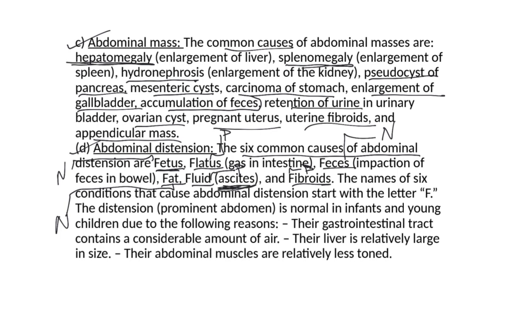The distension is normal in infants and young children due to the following reasons. Their gastrointestinal tract contains a considerable amount of air. That is why in fetus and children there is distension. The next reason is the liver is relatively large in size. Their abdominal muscles are relatively less toned.